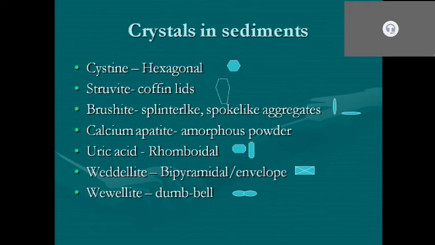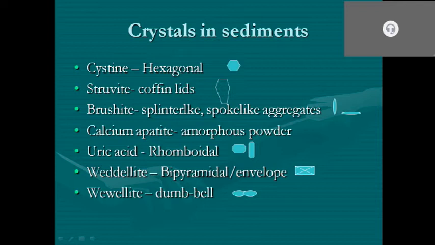So what kinds of crystals in sediments can you see? Cystine crystals are hexagonal in shape. Struvite stones will have coffin lid shaped crystals. Brushite stones will have splinter or spoke-like aggregates. Calcium phosphate will be amorphous powder.